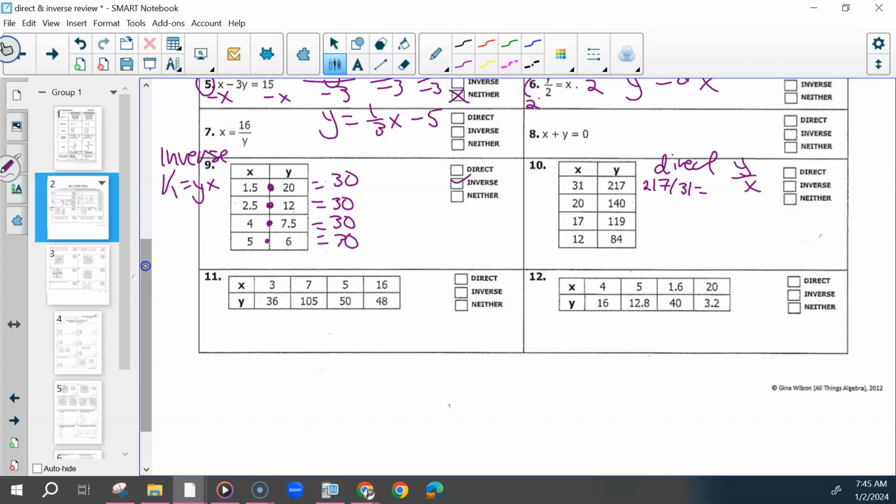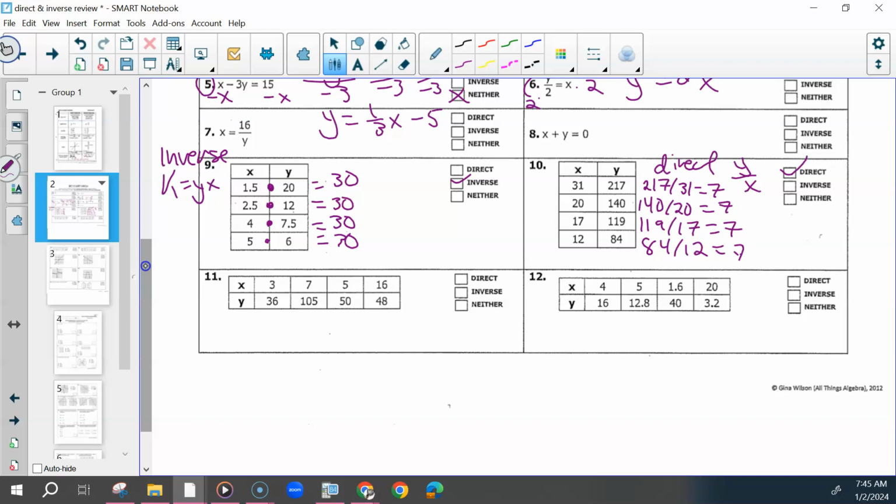What would we get? 7. 140 divided by 20. Also 7. 119 divided by 17. 7. And 84 divided by 12. Also 7. So because these are all the same, that would be direct.